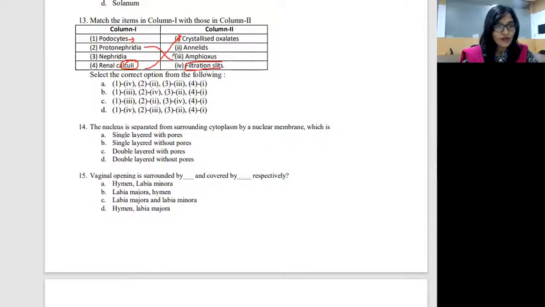So this is amphioxus, and nephridia, you already know, is annelida. So first is going to be 4: podocytes are excretory organs. Protonephridia you will see in amphioxus, nephridia you will see in annelida, and renal calculi are crystallized oxalates. Okay.